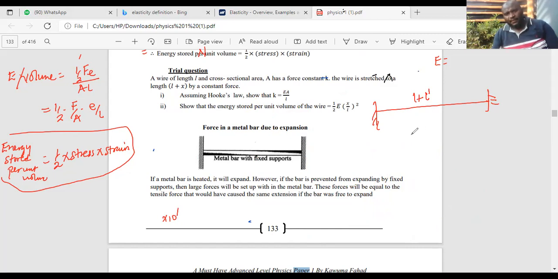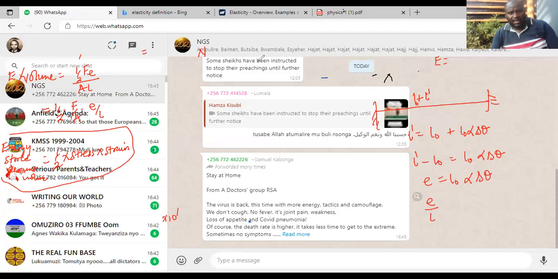Then the new length is got from the original length plus the original length times the coefficient of linear expansivity times the change in temperature. So if I get the new length minus the original length, I'll get original length times the linear expansivity times change in temperature. But new length minus original length is extension, which is equal to original length, expansivity constant, change in temperature. And if I divide both sides by L naught, what will I realize?